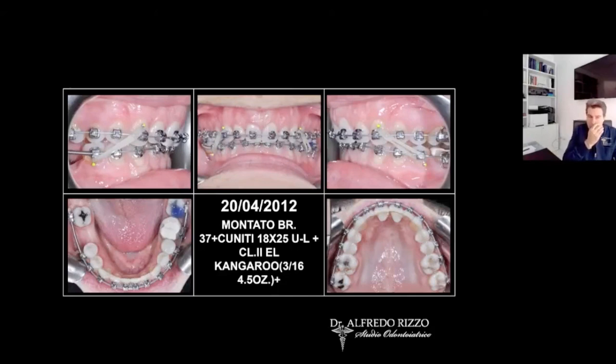Then we switched to April 2012 with a quite well-aligned lower dental arch. And the upper jaw, we see the teeth quite well aligned and uprighted, but there are some issues with the Spee curve. We use 18/25 copper night tie wire in the upper and the lower, alongside with the class 2 elastics. They correct the class, but they also provide the extrusion in the posterior.